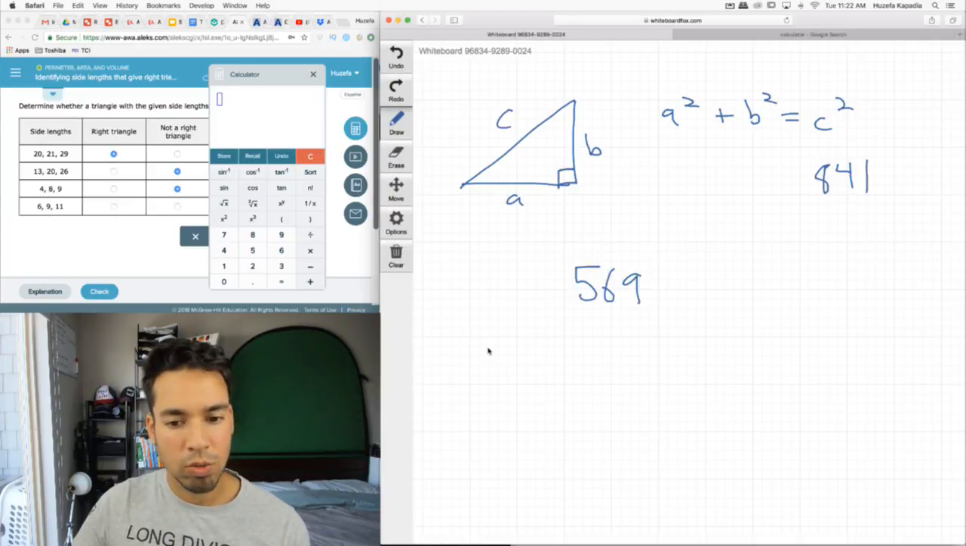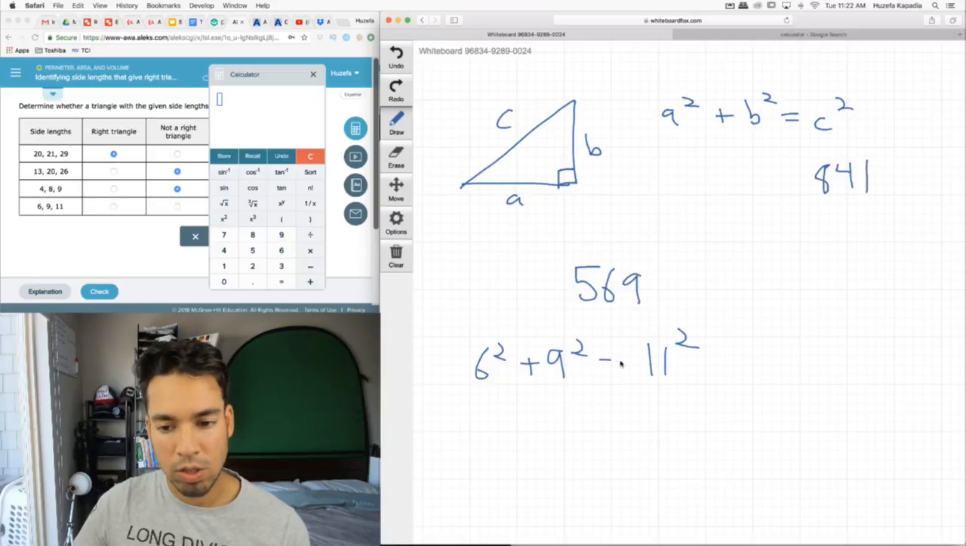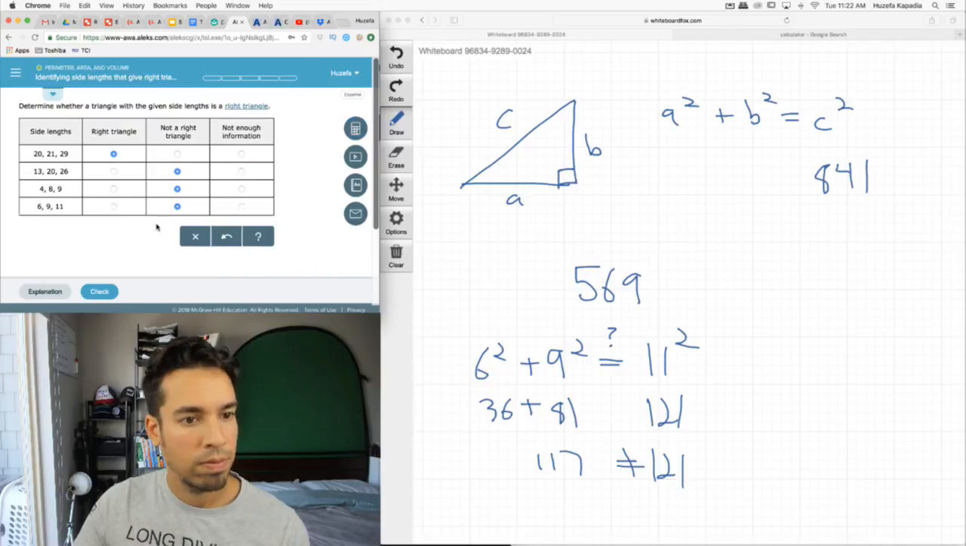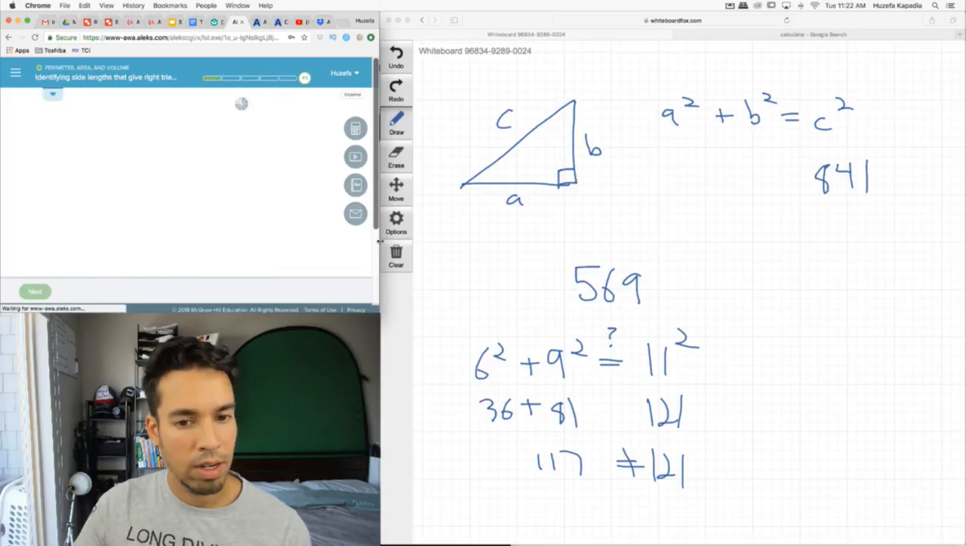Last but not least, 6 squared plus 9 squared, and 11 squared. Do these equal each other? Let's see. 6 squared is 36. 9 squared is 81. This is 121. And I can tell you this is 117. It does not equal 121. It's not a right triangle. Okay, next.